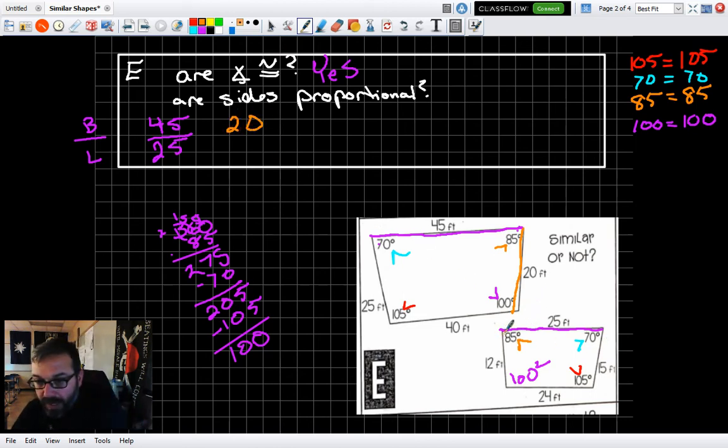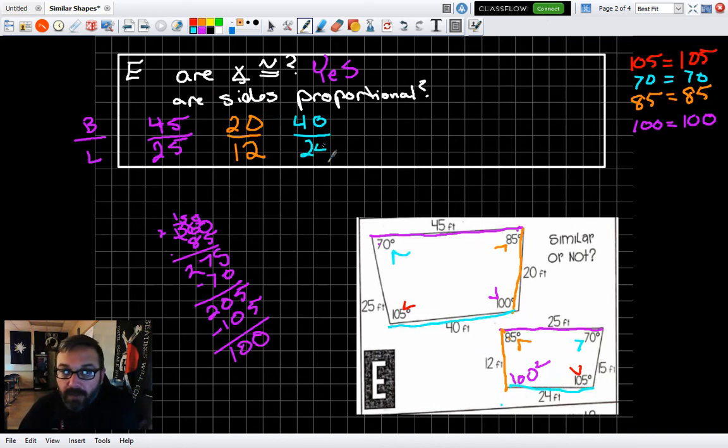And then we're going to go 85 to 100 degrees. So again, we're defining it by the measurements, is 12. And then we're going to go from 100 to 105 is 40. 100 to 105 is 24. And then our last side, 70 to 105 is 25. 70 to 105 is 15. Okay. And voila, we have our ratios.